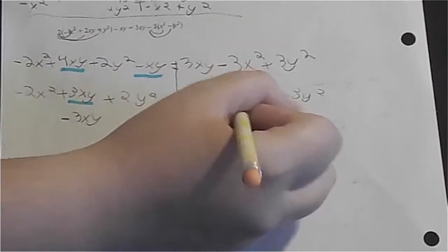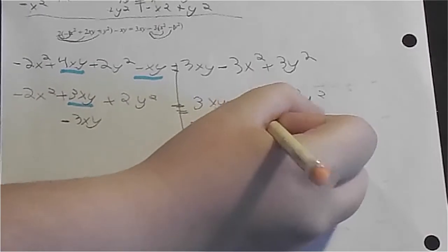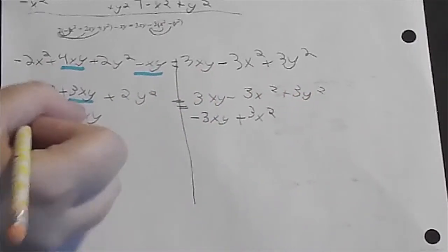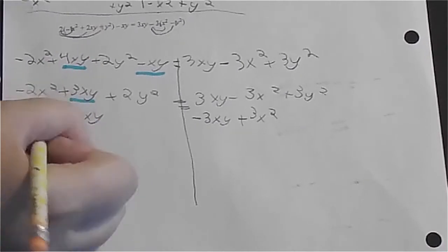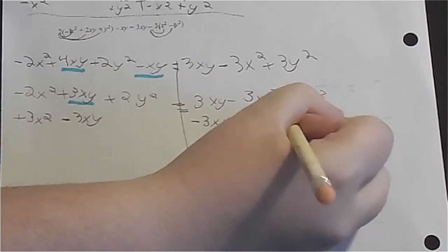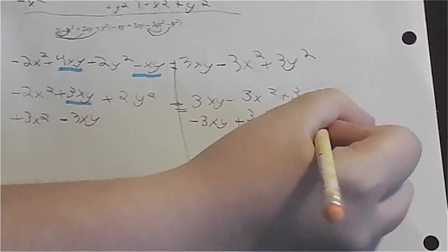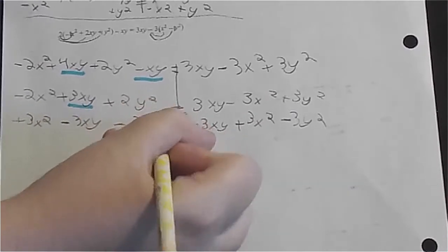Now this is minus 3x squareds, so to do the opposite of that, we add 3x squareds. I'm going to add my 3x squareds over with my x squareds. And then this says plus 3y squared, so to undo adding, you subtract the 3y squareds. I find my y squareds, and I subtract my 3y squareds.